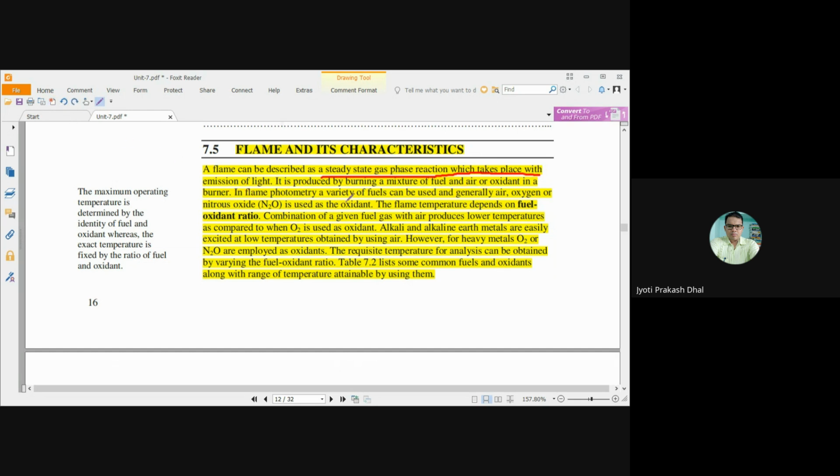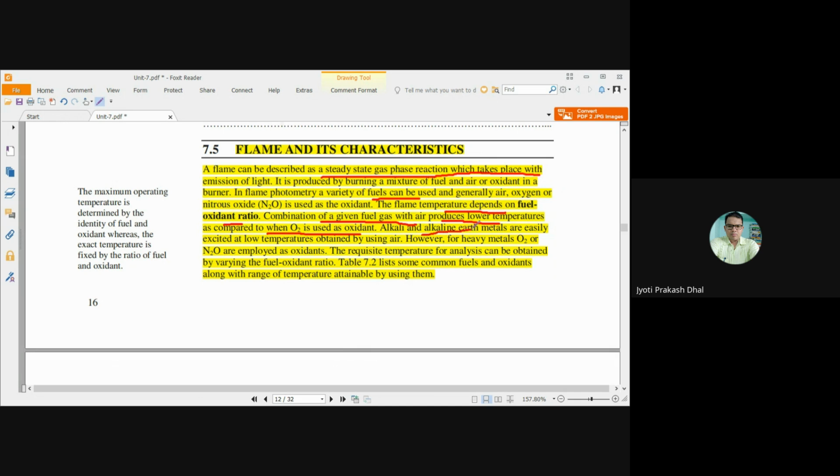In flame photometry, a variety of fuels can be used. Generally, air, oxygen, and nitrous oxide are used as the oxidant. The fuel will undergo combustion in the presence of air, oxygen or nitrous oxide as oxidant. The flame temperature depends upon the fuel oxidant ratio. A combination of a given fuel gas and air produces a lower temperature as compared to when O2 is used as oxidant.